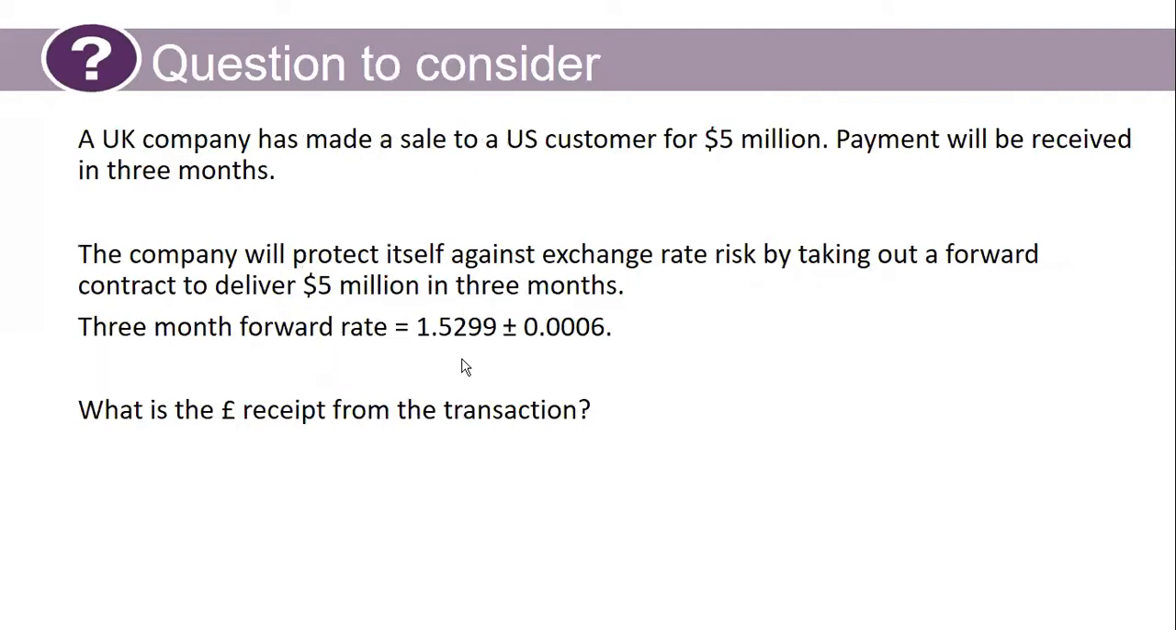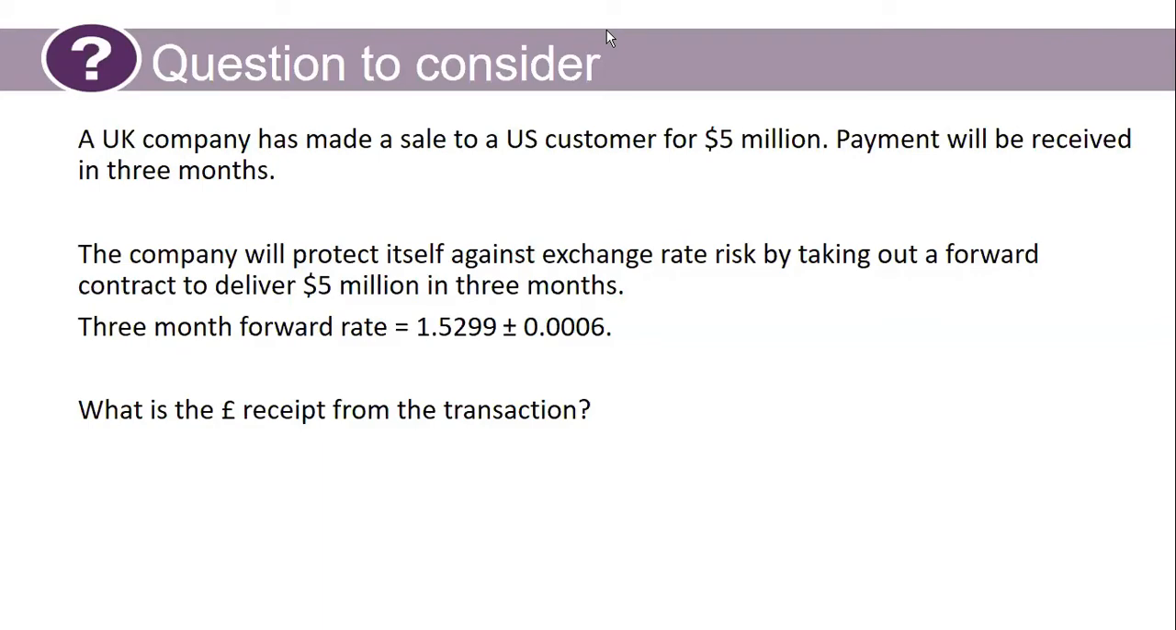Okay, let's do a question. A UK company has made a sale to a US customer for $5 million. Payment will be received in 3 months. So the UK company is selling to a US customer for $5 million. The company will protect itself against exchange rate risk by taking out a forward contract to deliver $5 million in 3 months. Now, you know what is happening?